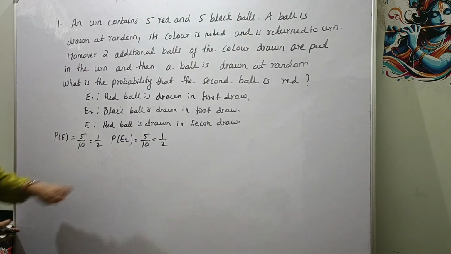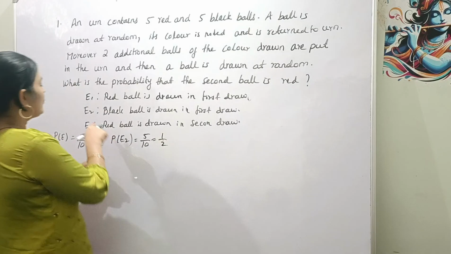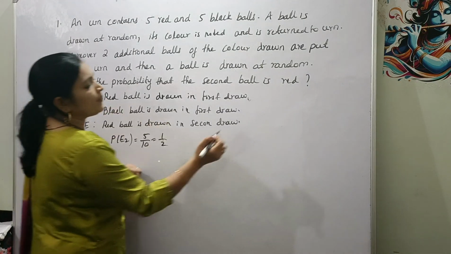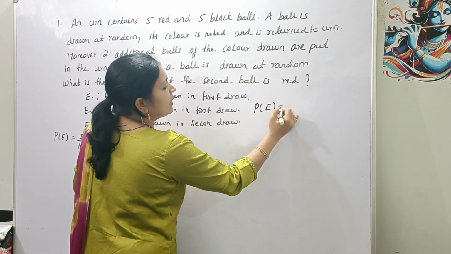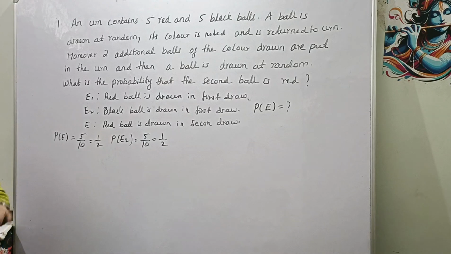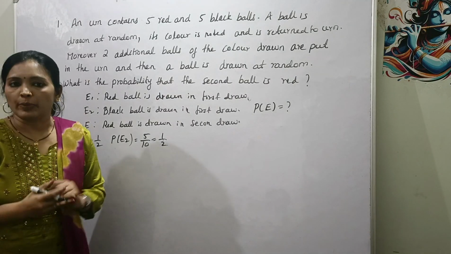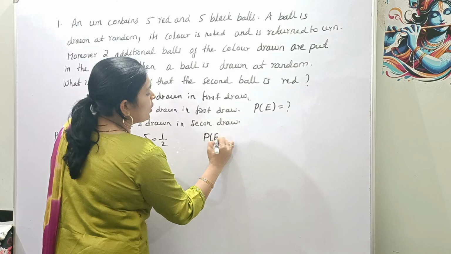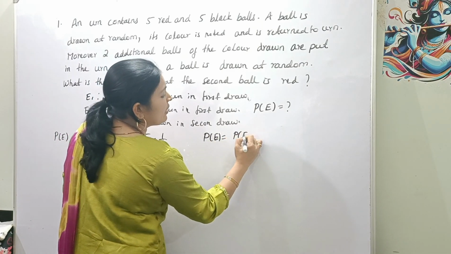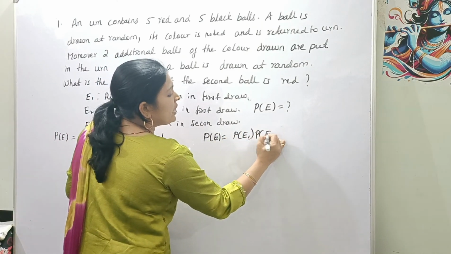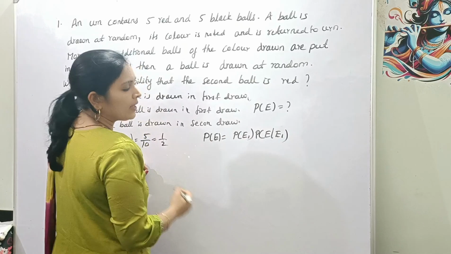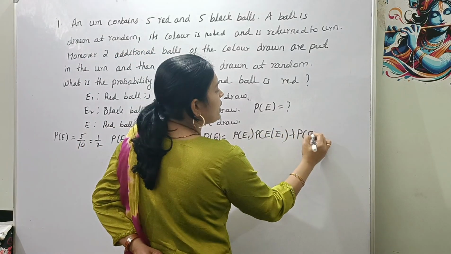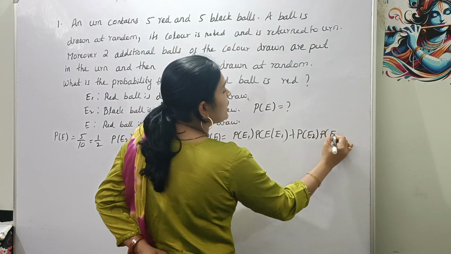Next, what do we have to find? We have to find the probability of E. Here we will apply the total probability theorem. That is, probability of E is equal to probability of E1 into probability of E given E1, plus probability of E2 into probability of E given E2.